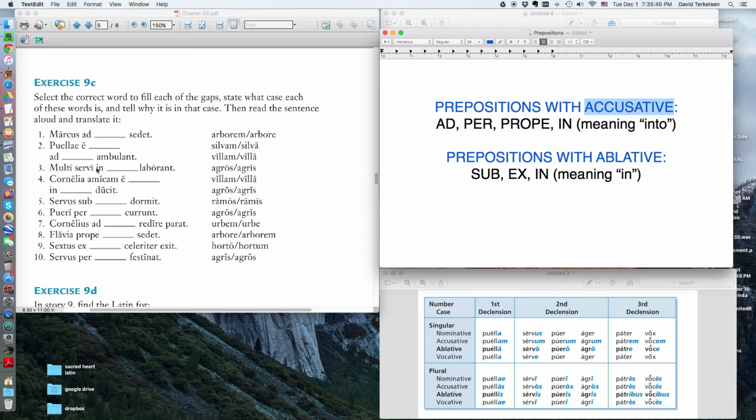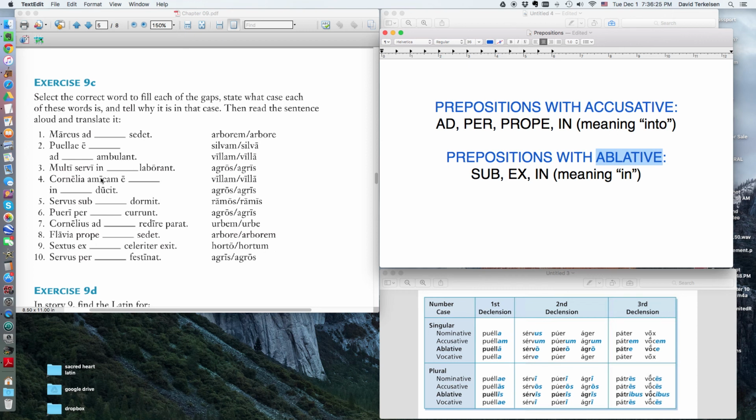Number 3, multi servi in blank laborant. Many slaves work in agros or agris. Now, again, if it's in the sense of into, then it's going to go accusative. But if it's in the sense of in, it's going to be ablative. So we look at agros. Where is agros? It happens to be on this chart, and we see here accusative, agros, ablative, agris. Since we're talking about working in the fields, we're going to go with agris. That's like a location, and ablative is often a location. So in agris.